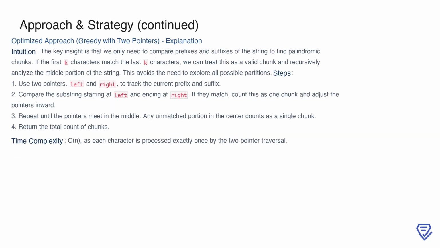Now, let's shift to an optimized approach based on a greedy strategy using 2 pointers. The main insight here is that we don't need to explore all possible partitions to find valid chunks. Instead, we can focus on the symmetry of palindromes by comparing prefixes and suffixes. Using this method, we use 2 pointers, one starting at the beginning of the string and the other at the end. We compare the substring formed by the left pointer with the substring formed by the right pointer. If they match, we count this as a valid chunk and move the pointers inward to analyze the next portion of the string. This process continues until the pointers meet in the middle.